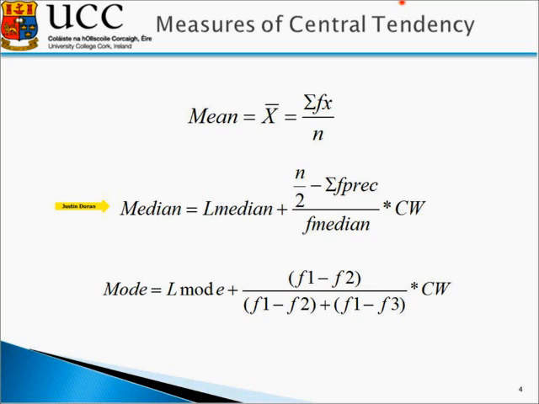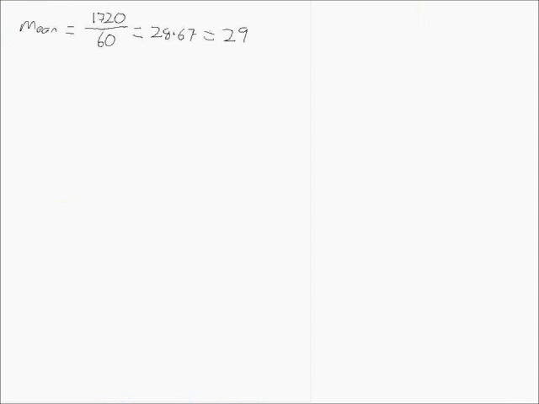So, if we calculate our median following this formula, we get the lowest possible value it can be, 30, plus 60 over 2, so our n over 2, minus the frequency preceding it, which totals to 28, all over the frequency within the category, which is 27, multiplied by the class width, which is 9. And this gives us a median value, rounding up, of approximately 31.